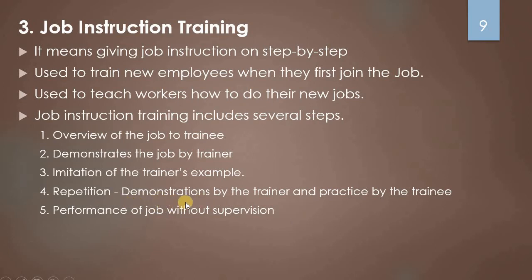Once the demonstration by the trainer is over, after repeating so many times, then definitely the trainees will do their work on their own without any supervision. So this is how job instruction training works in an organization.